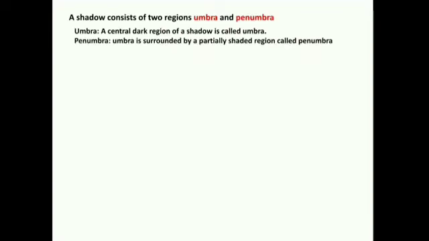Umbra is the central dark region of a shadow. The central dark region of a shadow is called umbra. And the umbra is surrounded by a partially shaded region called penumbra. The dark region at the center is called umbra, and the little lighter region which covers the umbra is called penumbra. In your book you can see it on page number 73. There they have clearly shown umbra and penumbra. Here also you can see.